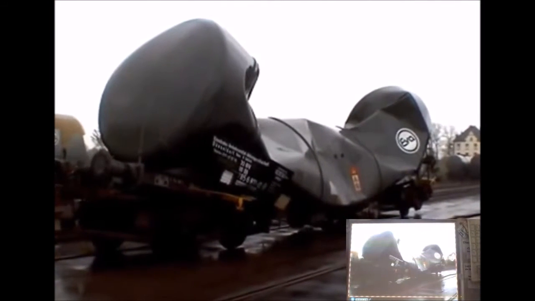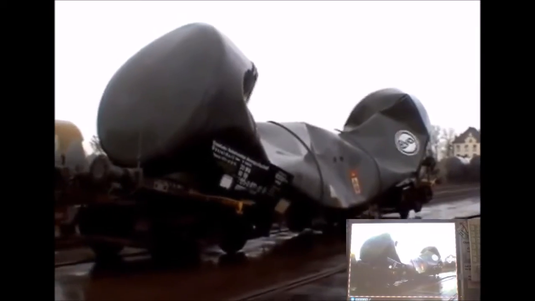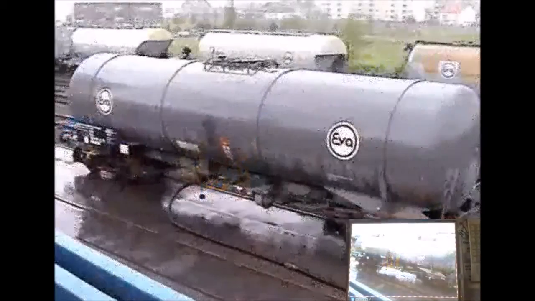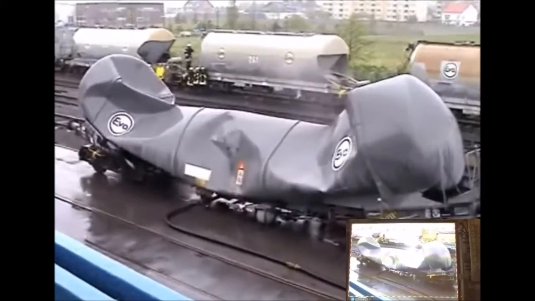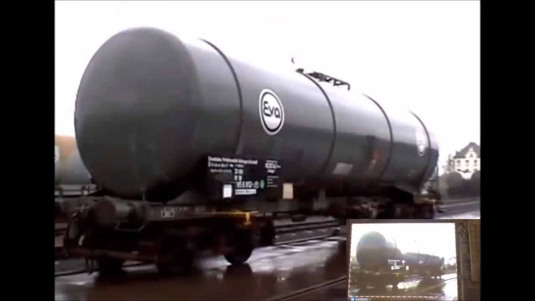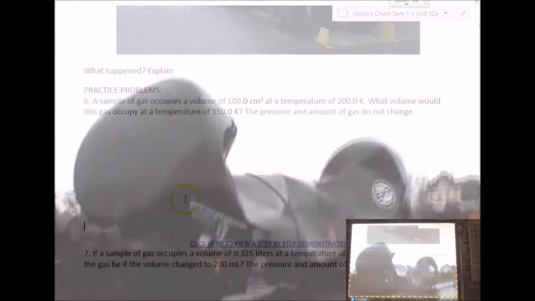Ooh, nice music too. Wow. Oh, it looks like an experiment. That's the exact same one. Nah, it didn't have Eva on there.